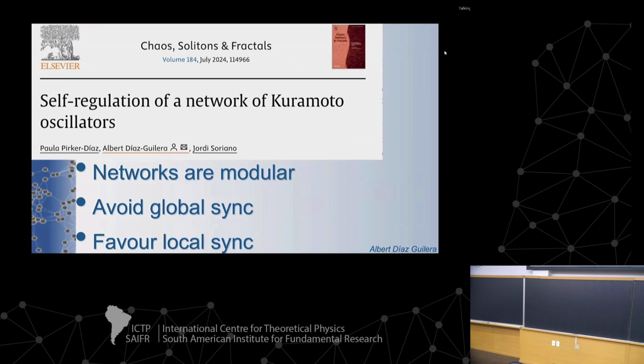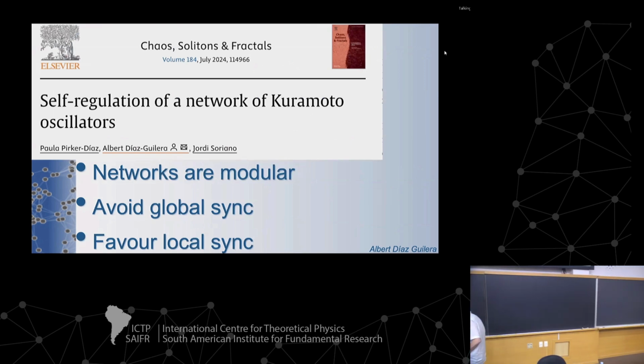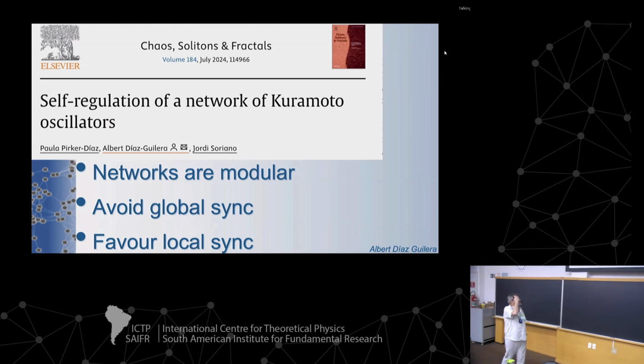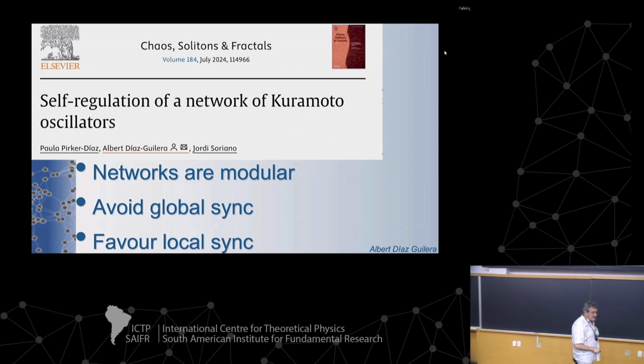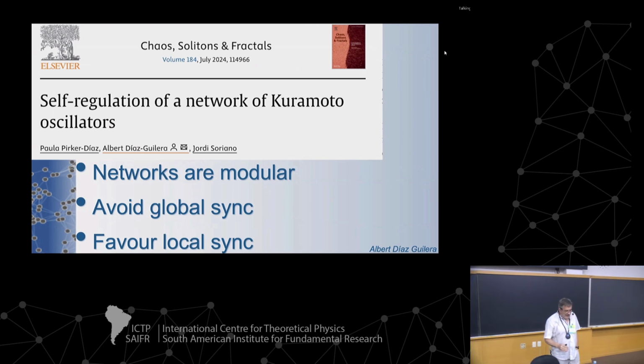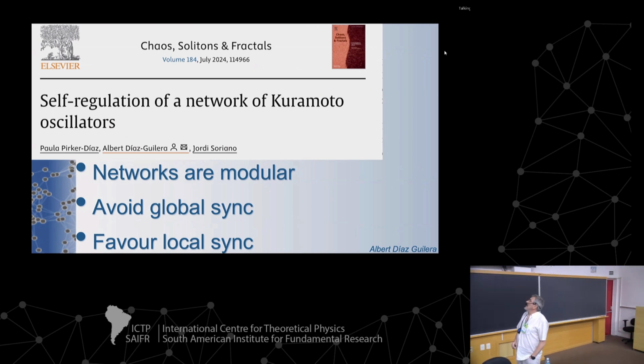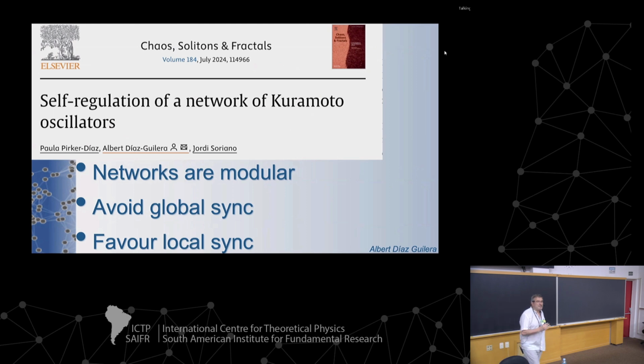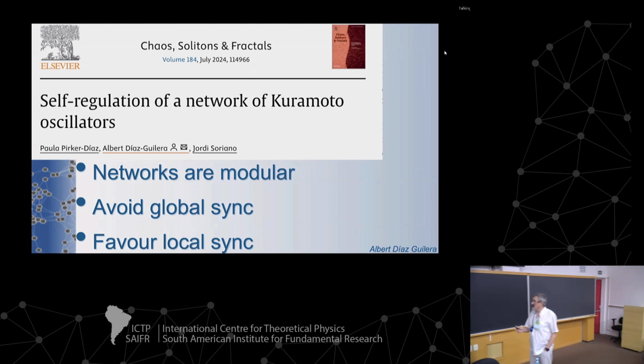Okay, so let's go now to the two very recent contributions that we have done on this topic. And the first one is this contribution in which we worked with Paula, who was a master student, and Jordi Soriano, who is a friend and a colleague at the institute. Jordi has this very nice culture lab in Barcelona, and he is always eager to collaborate. So it's great to have him around.